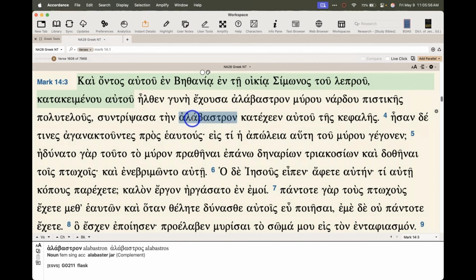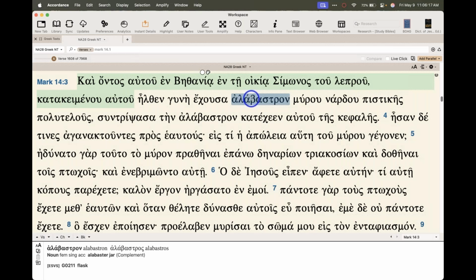Breaking the alabaster jar, she poured it, or the contents, over his head. So not the easiest verse to just go left to right. And part of that is the word order. Part of that is this genitive absolute that we'll talk about in just a moment. Part of that is we've got some vocabulary here that's challenging.